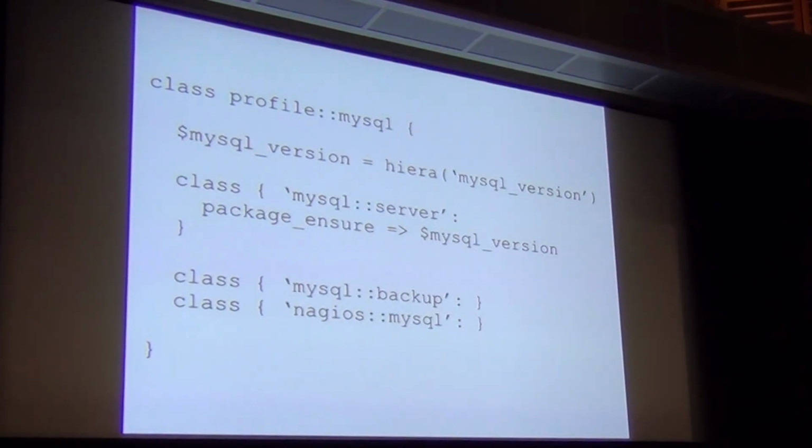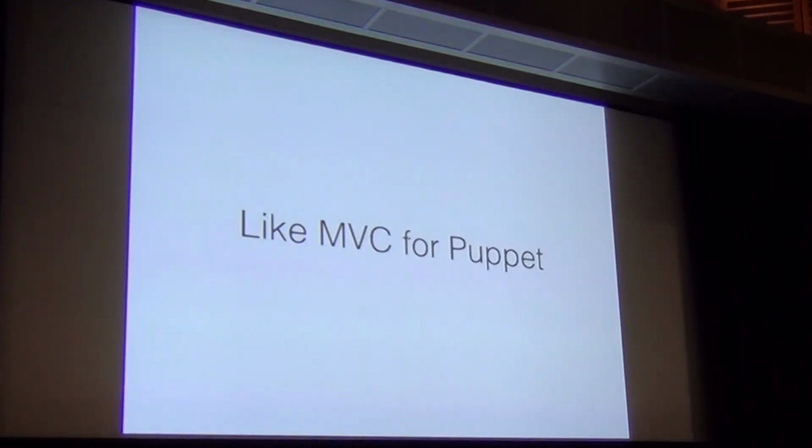So you'll see instead of forking the MySQL module and adding monitoring functionality, I've simply created a profile to wrap the MySQL module and add Nagios checks with my Nagios MySQL class. So you don't always have to modify a module to add functionality. It's sort of like model view controller for Puppet.